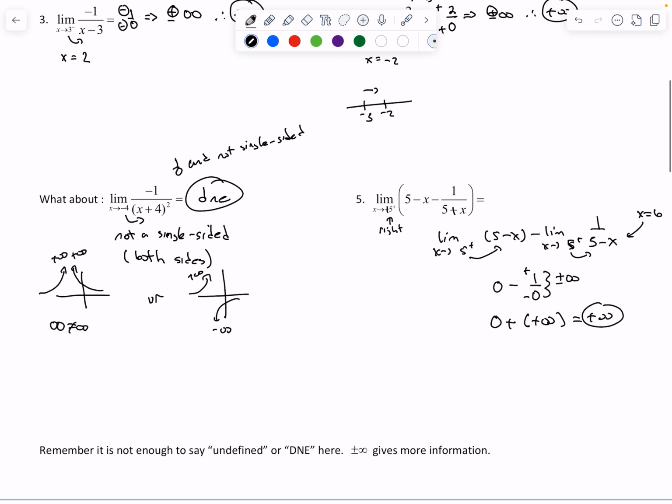All right. So a couple things to kind of keep in mind. We don't like to say undefined here. We prefer not DNE on a single sided. It's not enough because it doesn't give us the direction that we need. Instead, we really prefer on a single sided plus or minus infinity because it's going to give us more information.